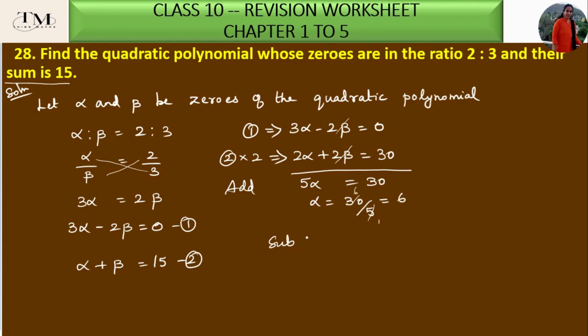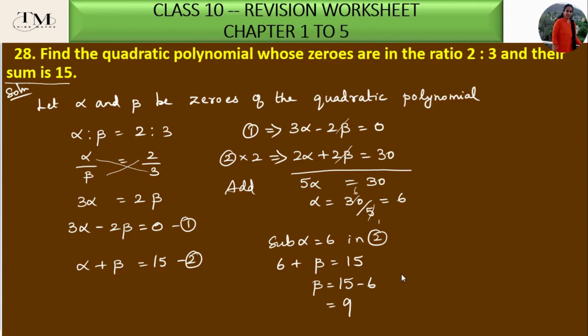So I am going to substitute alpha is equal to 6 in the second equation. It is because it is so simple. So 6 plus beta equal to 15. So beta is equal to 15 minus 6. So what is 15 minus 6? 15 minus 6 is 9. So beta is equal to 9. So we got alpha and beta.